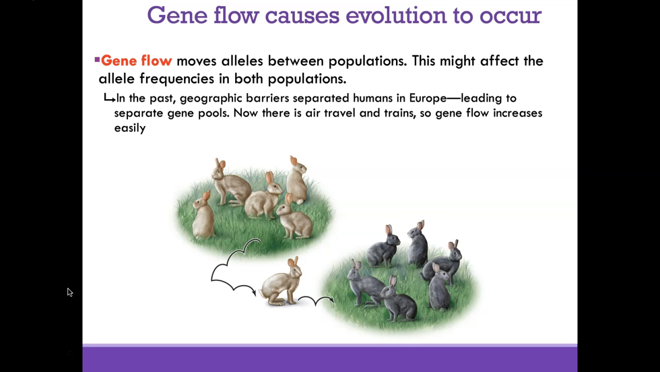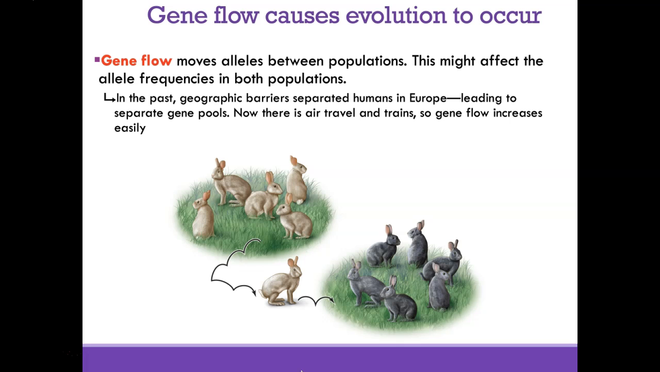Another way that evolution could occur is by gene flow. Gene flow moves alleles between populations. And that can affect the allele frequencies in both the original population and the end population. So in the past, geographic barriers separated humans in Europe, leading to separate gene pools. So humans in one part of Europe would not be able to mate with other humans in Europe.